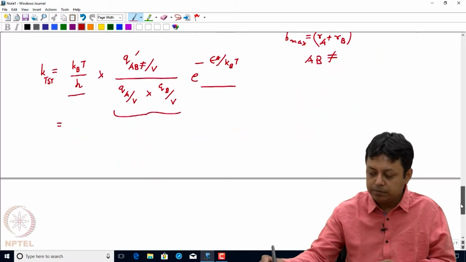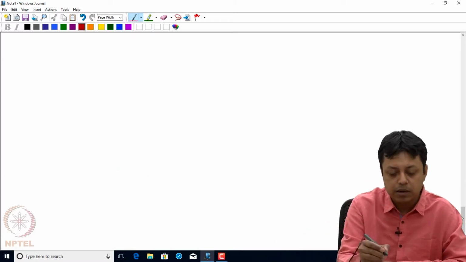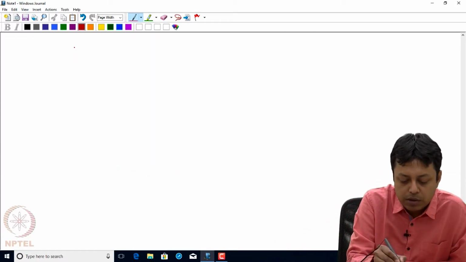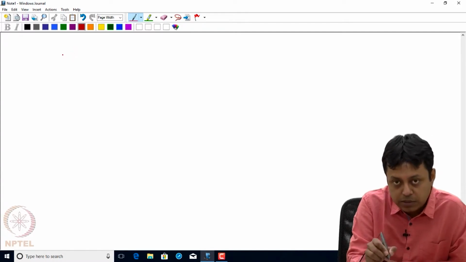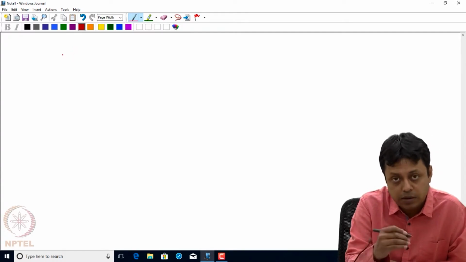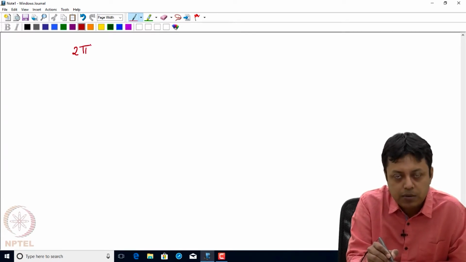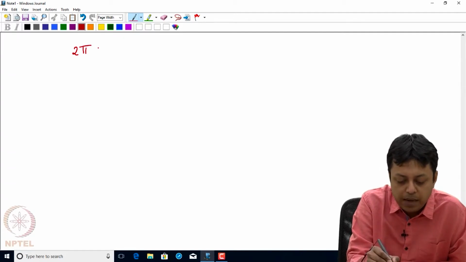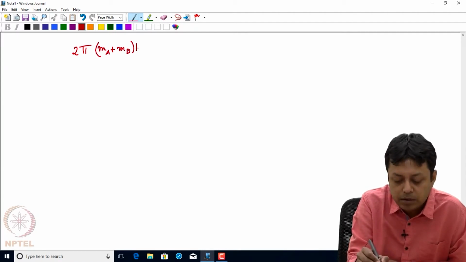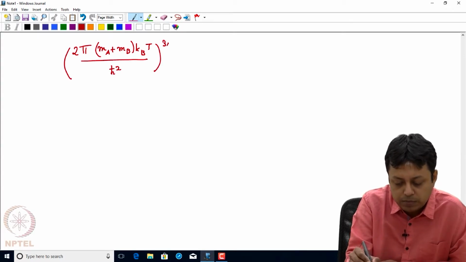So for translation, we know the translation partition function expression. So Q translation by V, we are actually associating the volume with the translation partition function, and you know that it is basically 2 pi m kBT by h squared raised to 3 by 2. Now instead of m, I have to take Ma plus Mb, because that's the total mass of the activated complex: 2 pi m kBT divided by h bar squared raised to 3 by 2.